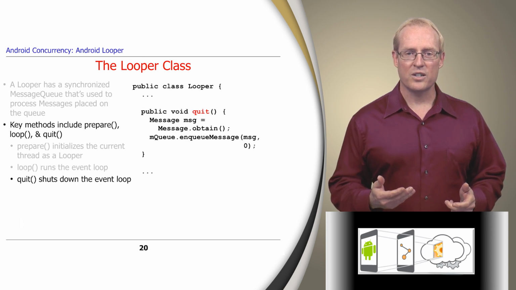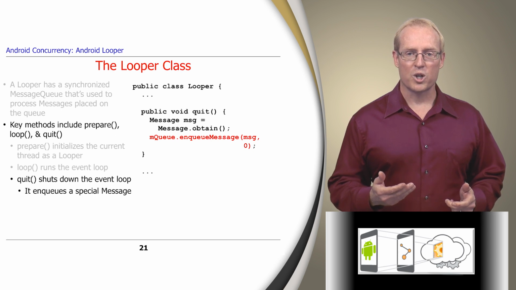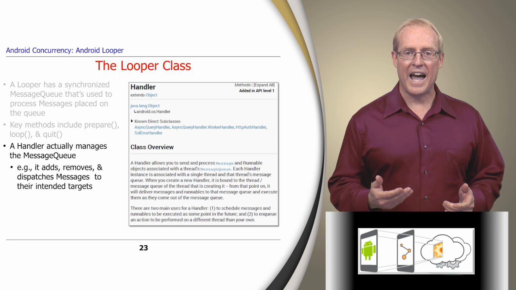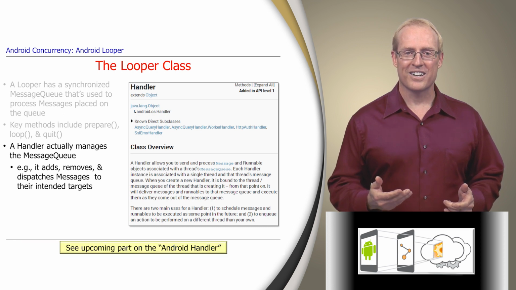Quit initiates the shutdown of a looper's event loop. Quit doesn't immediately terminate the loop, but instead it enqueues a special empty message that informs the looper to shut down when it processes this message. The actual task of managing the queue is done by a handler, which is responsible for adding, removing, and dispatching messages in the message queue to their intended targets, as described at this link and covered in an upcoming video.